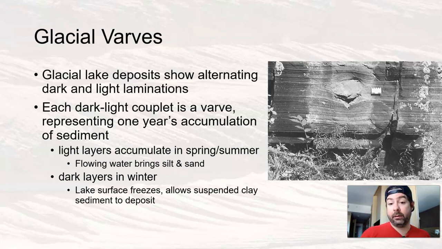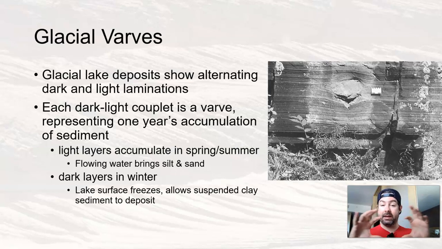The lighter layer is accumulated in the spring or summer when glaciers are more apt to melt. It's warmer, so you get more melting ice. That water brings with it silt and sand, so it gets deposited because you're moving more of that material off the mountain into this little glacial lake. But the dark layers indicate winter deposition. If this lake is up high in an area with glaciers, the surface is probably going to freeze over in the winter. So you're not going to be adding any more sediment.